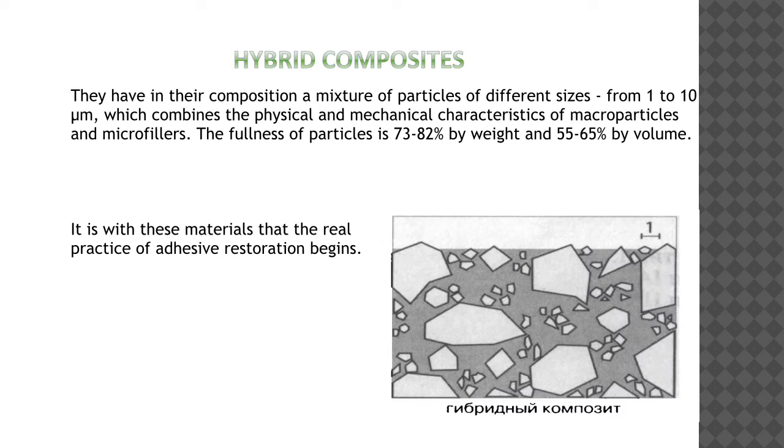The hybrid composites. They have a mixture of particles of different sizes from 1 to 10 micrometers, which combines the physical and mechanical characteristics of macroparticles and microfillers. The fullness of particles is 73 to 82% by weight and 55 to 65% by volume. With these materials, the real practice of adhesive restoration begins. On the picture, you can see structure of hybrid composite, and you can see that there are particles of different sizes in this composite.